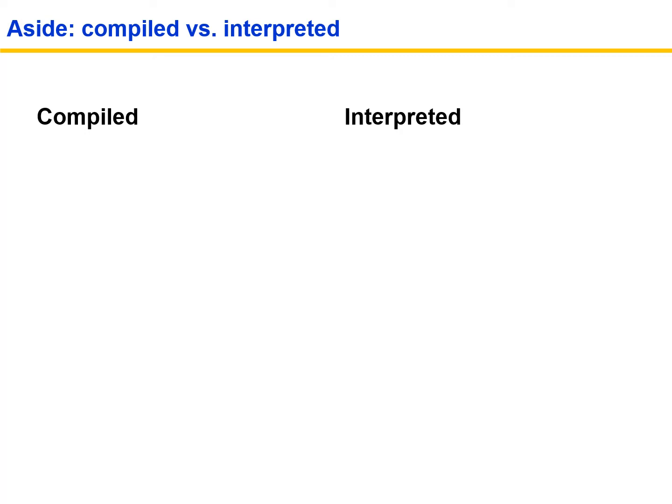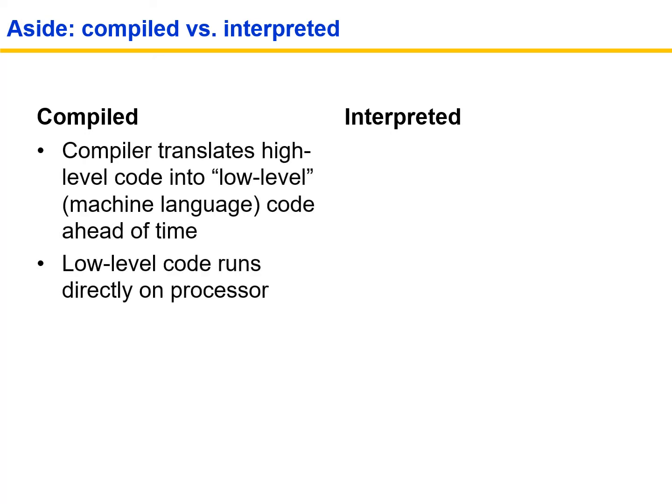Okay. As an aside, C++ is a compiled language. The major competing language in the world out there today, Python, is an interpreted language. Why would we go with a compiled language instead of an interpreted one? Or why might you want an interpreted one? In a compiled language, the compiler translates the high-level code, the human-readable code, into low-level machine language code ahead of time. Okay? Then when you're ready to run the program, the low-level code runs directly on the processor.